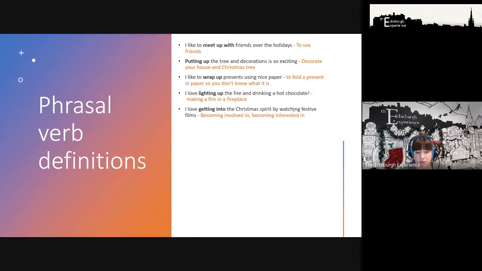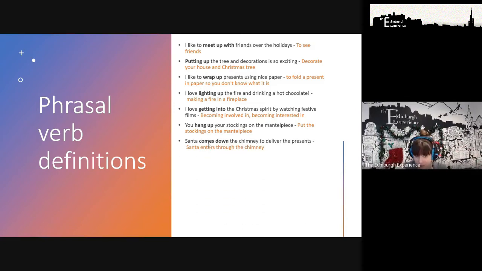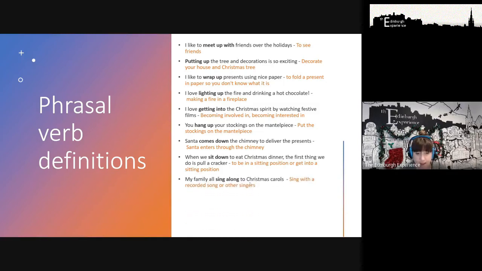I love getting into the Christmas spirit, becoming involved in something or becoming interested in something. Hang up your stockings, you put them on the mantelpiece the same way that you hang up a coat, yeah? Santa comes down the chimney, so he enters through the chimney. We sit down to eat Christmas dinner, so you're in a sitting position or you get into a sitting position. We sing along with Christmas carols. You sing with a recorded song or other singers.